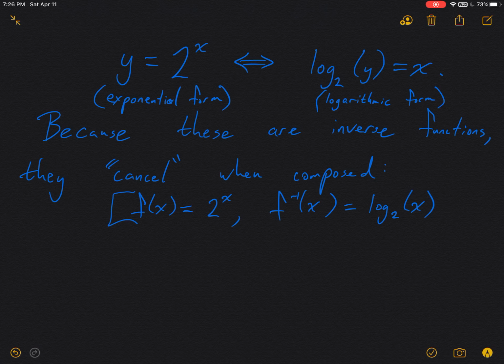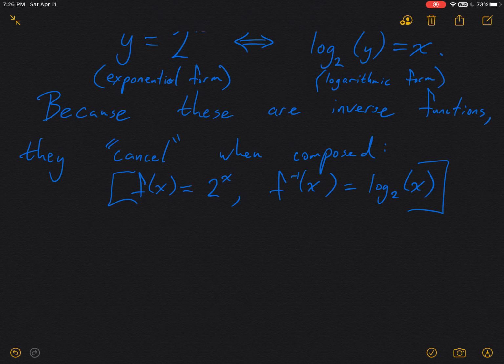And because these are inverse functions, they cancel when composed. So for example, if I let my function f of x equal 2 to the x, like we have up above, then what I'm saying is that its compositional inverse is given by this logarithm. And remember what that means in practice is that if you plug one of these into the other, then in some sense they cancel out and leave you with your original input x. So for example, if I take log base 2 and as its input, I plug in its inverse function, like that, then these things will cancel and I'll be left with just x.